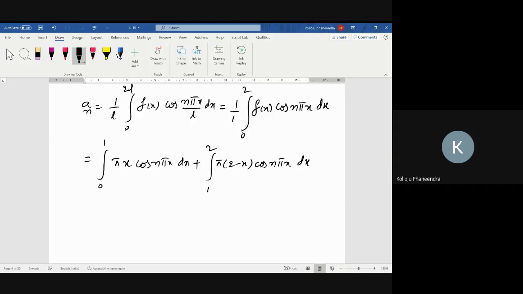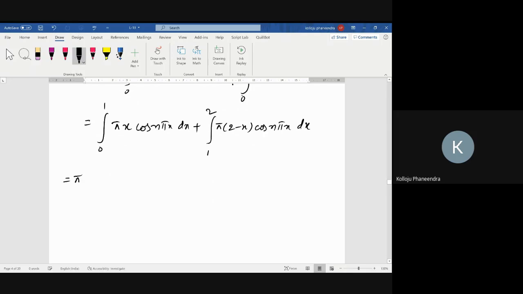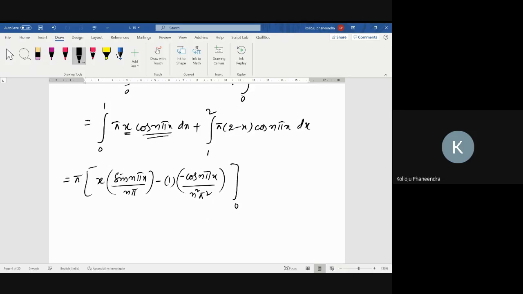So, pi is constant outside. This x into cos n pi x, by parts formula: derivative part x, cos n pi x derivative sin n pi x by n pi, minus x derivative 1, sin integration cos n pi x by n pi, into n pi, n square pi square. This is in between 0 to 1, first part, plus pi into the second interval.